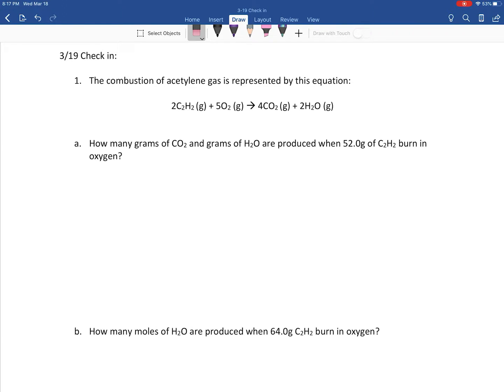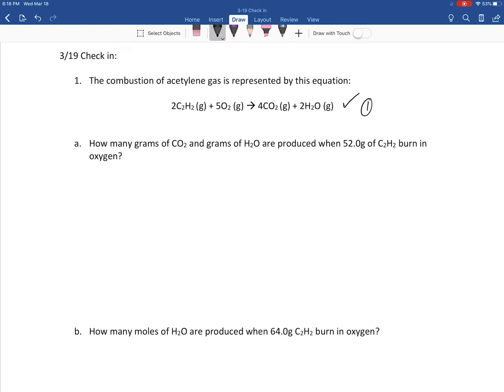This is the March 19th check-in that we did today. We're looking at the combustion of acetylene gas. I did this during our session together, but if you want to go over it again, here it is for you. So we have a balanced equation. That's our first step.